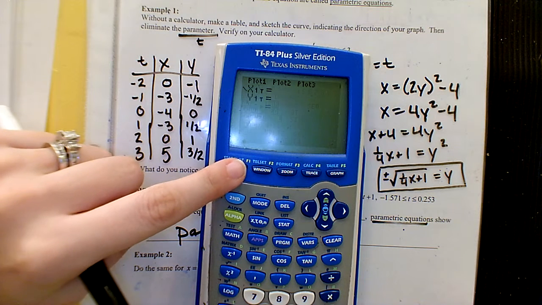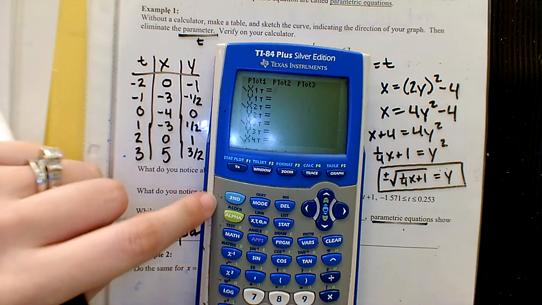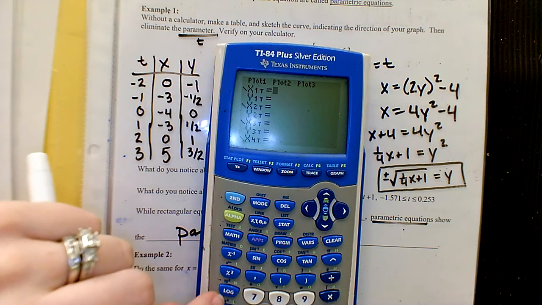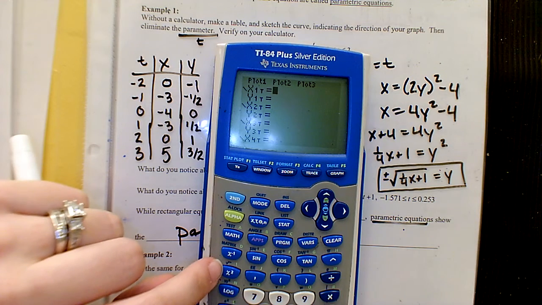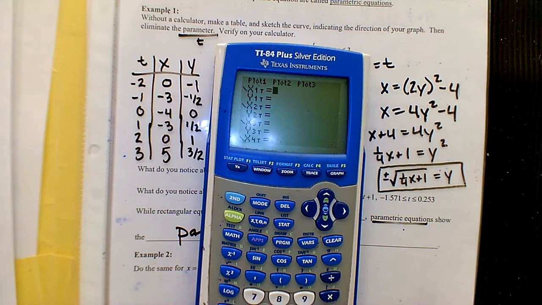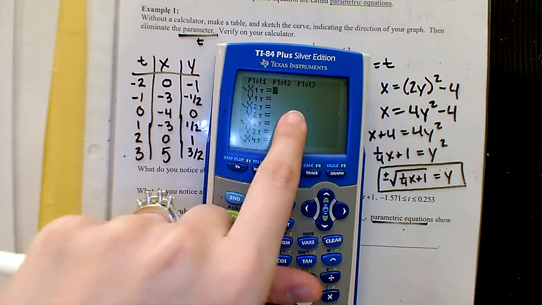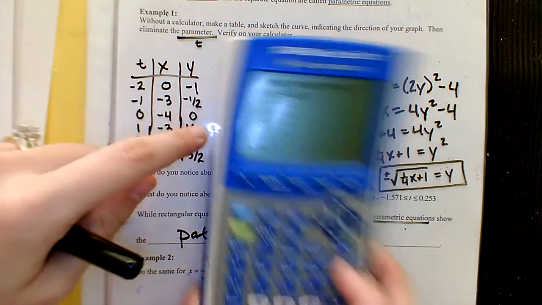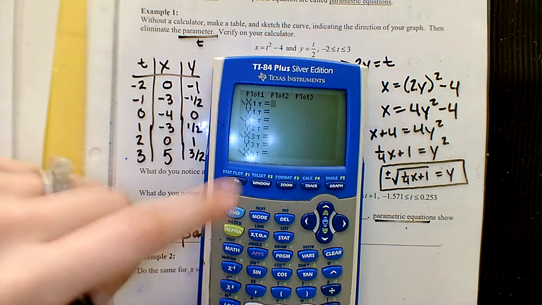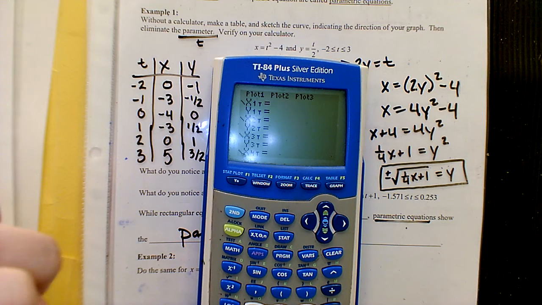Now go ahead and hit Y equals again. Do you see how that menu changed? It doesn't say Y1, Y2, Y3 anymore. It says X1, Y1. So when you're in parametric mode, you can go ahead and type in your X equation and Y equation. Our X equation was T. Where's the T button on your calculator?